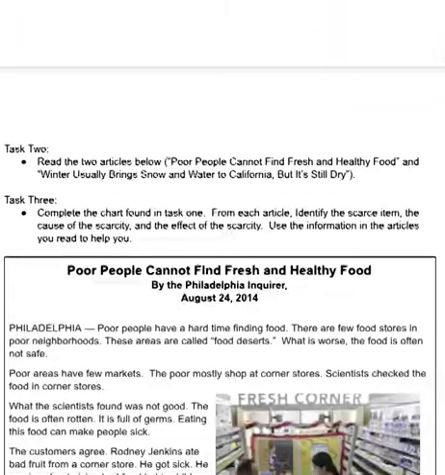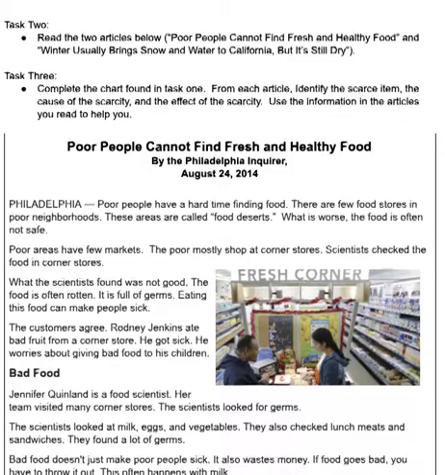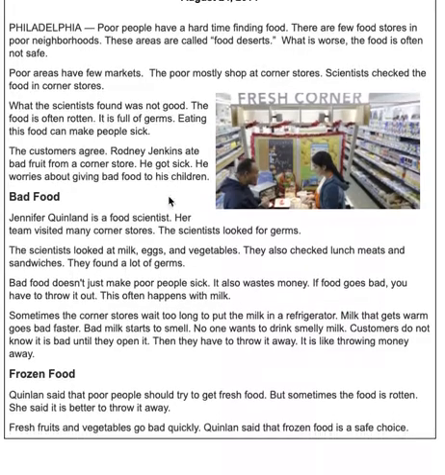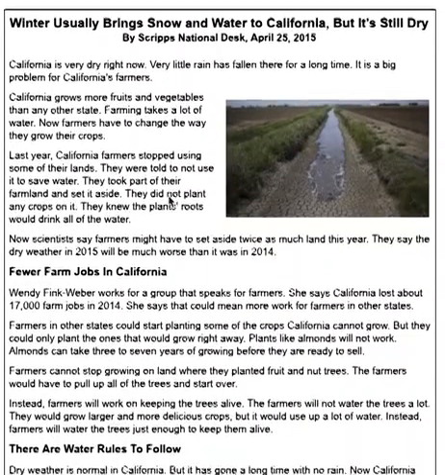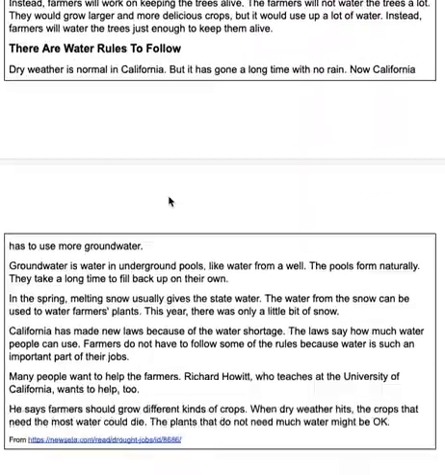The second task in this particular project is to read 2 articles below. Poor people can't find fresh and healthy food, and winter usually brings snow and water to California, but it's still dry. So the first article from 2004 from the Philly Inquirer is about those food deserts, in inner cities, in the urban areas, people not being able to find fresh food for their families. So that's what that article is about. And the second one is about a drought in California from 2015. And what I'm asking you to do, again, is to talk about those needs and wants.